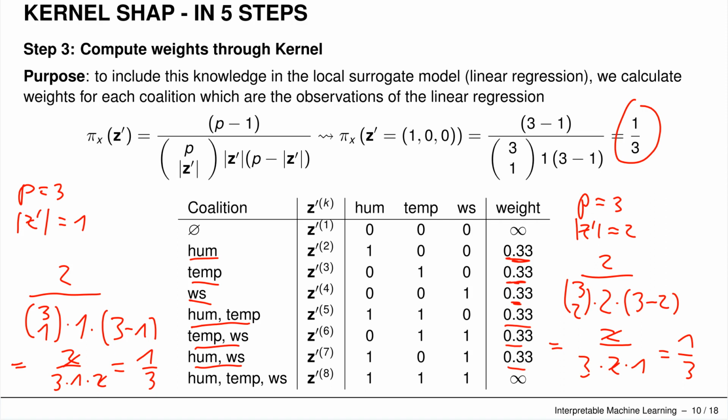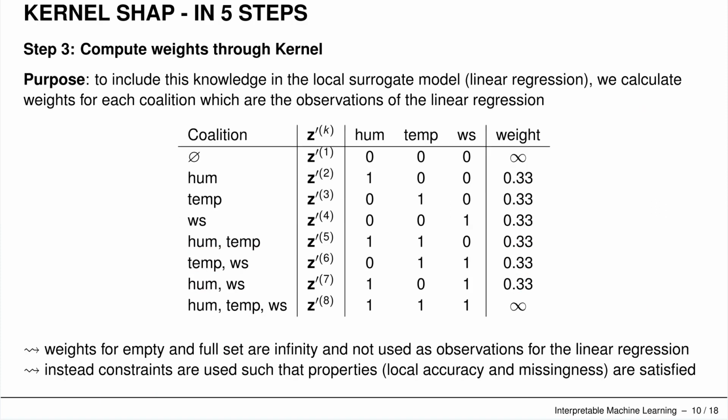But that just happens in the simple example. You will get different weights if you have a larger model. And you have infinity weights for the 0 and the full coalition, but we will just ignore them and not use them as observations in the linear regression. But we have to use some constraint to have properties of SHAP satisfied. We'll talk about these properties a little bit later.